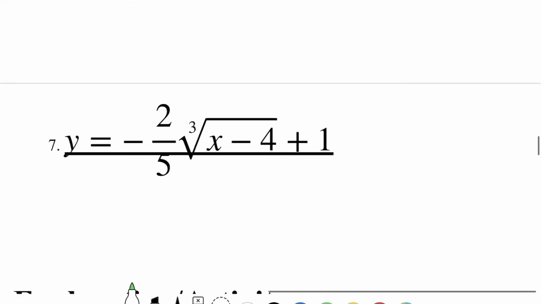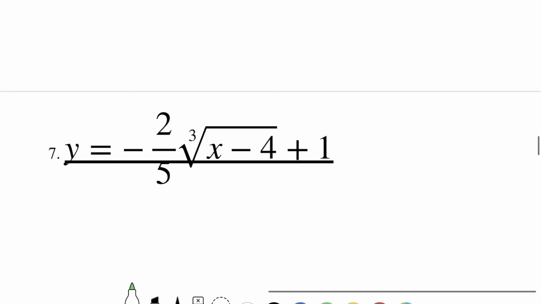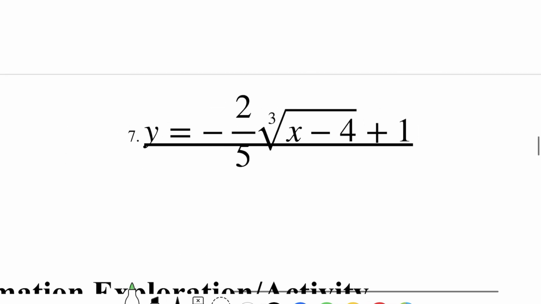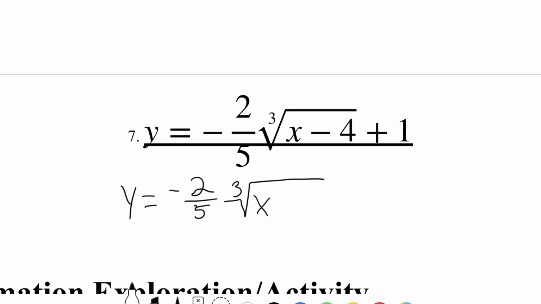Now 7 for some reason is down here. I'm going to actually rewrite it just so it looks a little bit better. We have y equals -2 over 5 cube root of (x minus 4) plus 1. So our negative tells us that we're going to reflect over the x-axis.